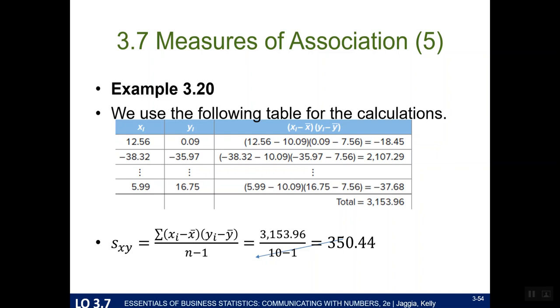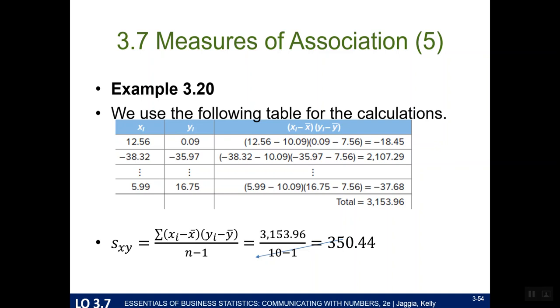Now, 350 is a pretty big number, so we might be tempted to surmise that this is very strongly related, but we have to be careful with that. With covariance, we cannot make any sort of interpretation about the strength of the relationship. We can only determine the direction. So this is a positive direction, a positive linear relationship. If we had calculated 1 and another one got 30, we couldn't say that this positive relationship is stronger than the other one. We can't determine strength. We can just determine directionality.